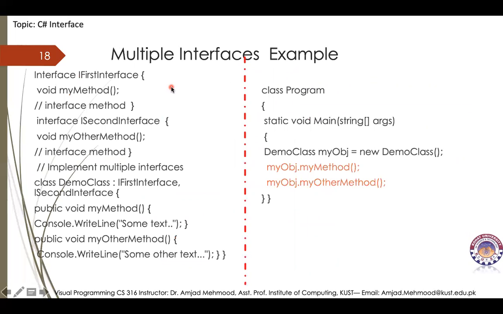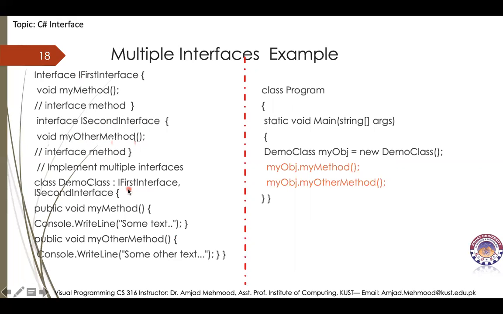Now this is the example of multiple inheritance. You have this interface IFirst, which has this method, MyMethod, and as you know, by default in interfaces the methods are abstract and public as well. So we need not provide the definition of MyMethod. And here you can see the second interface, ISecond. Now this has another method, and here you can see the class Demo. Now this class is implementing both these interfaces.